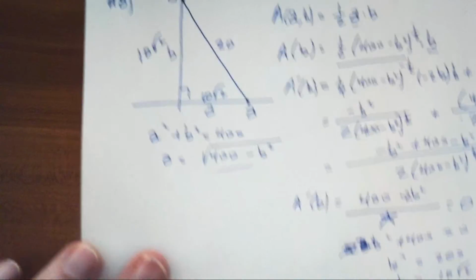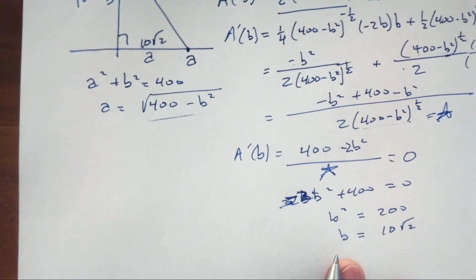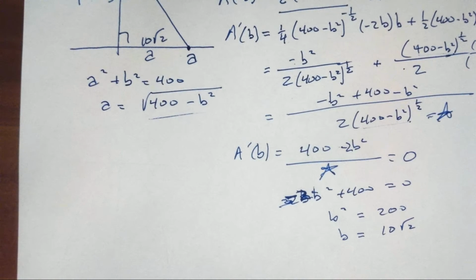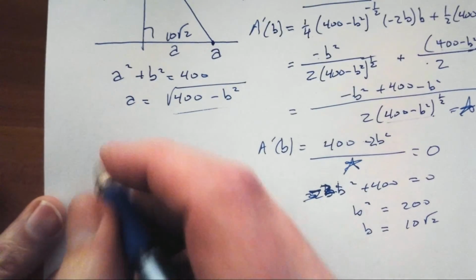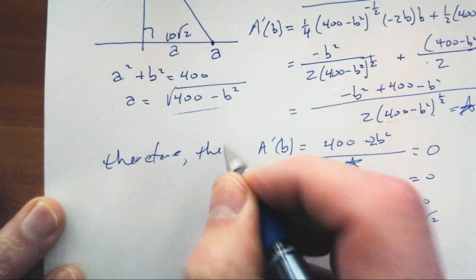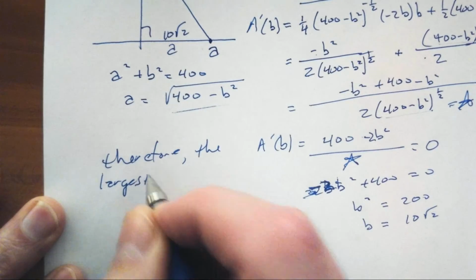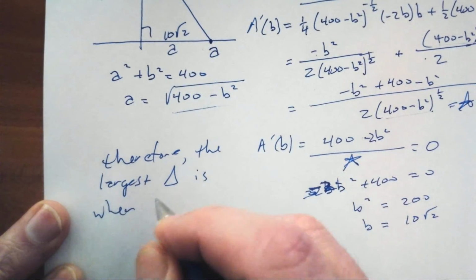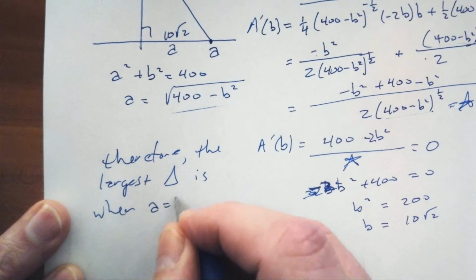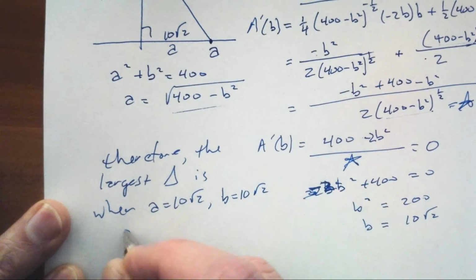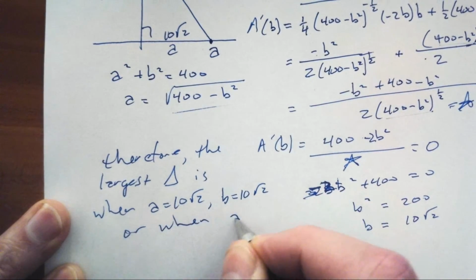So, the question says, for number 8, show that the area of the triangle enclosed by the segment is largest when a equals b. Therefore, the largest triangle is when a equals 10 root 2, b equals 10 root 2, or when a equals b.